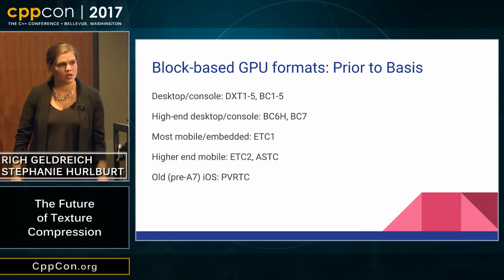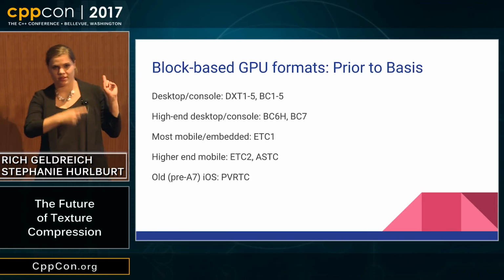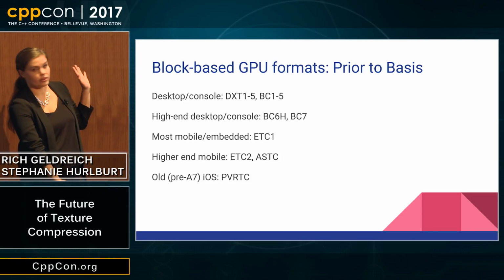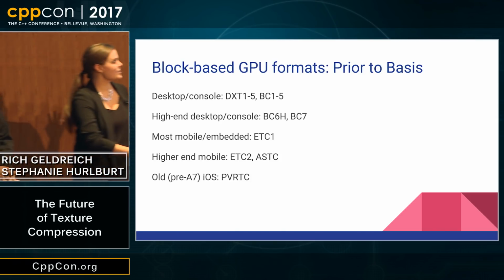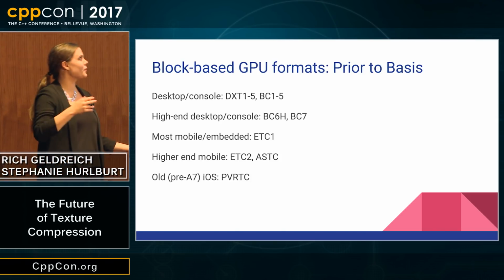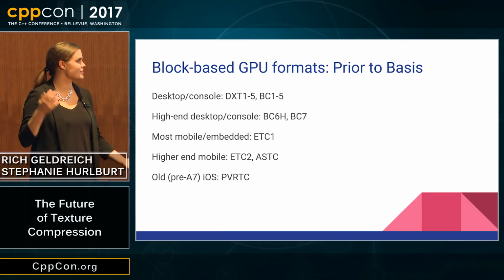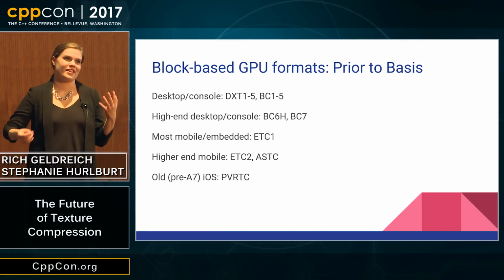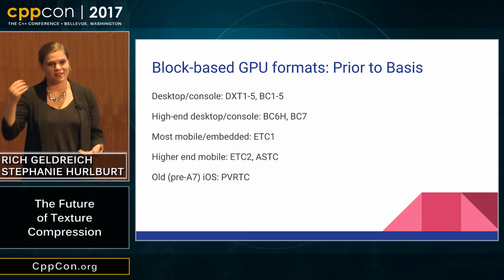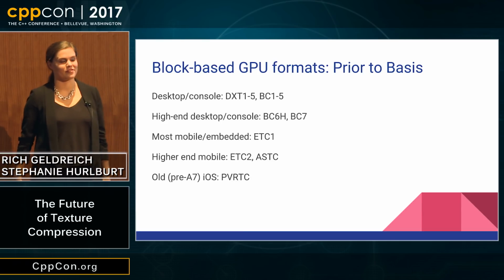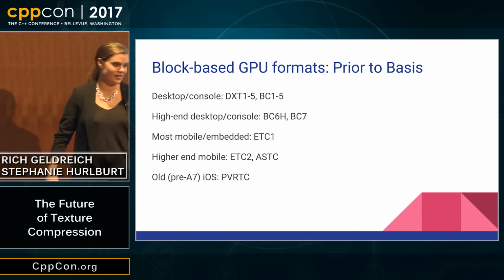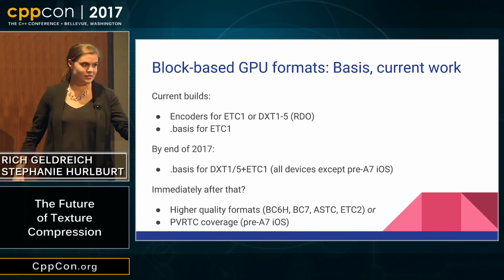So this is an idea of the mess we're dealing with. These are all the GPU formats. So there's high quality, there's lower quality, there's desktop and console and older iOS that we wish didn't exist, but we have to support it, and all these different formats, and this is why we're working on this.